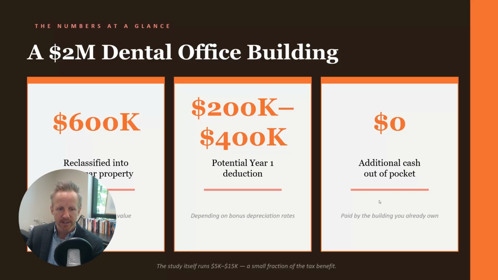Now, normally, how much of that $2 million can you recategorize into the other asset buckets, the 5 to 15-year buckets?